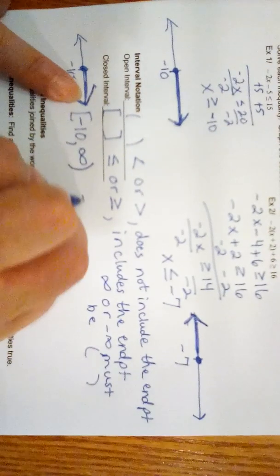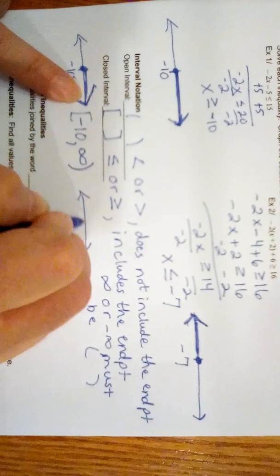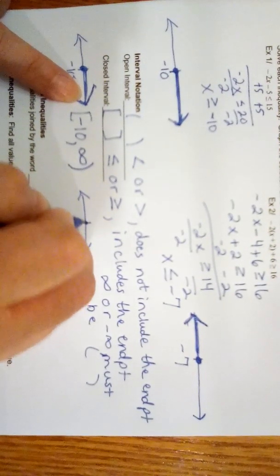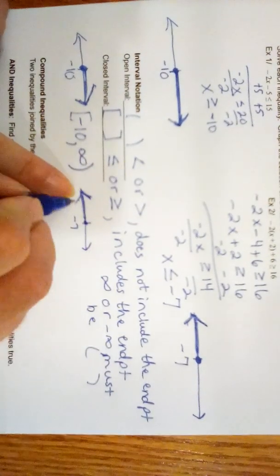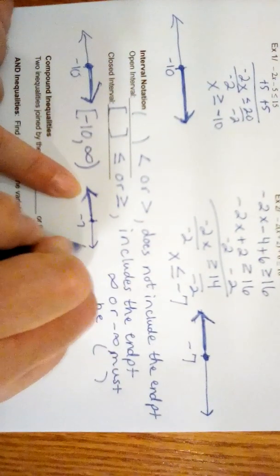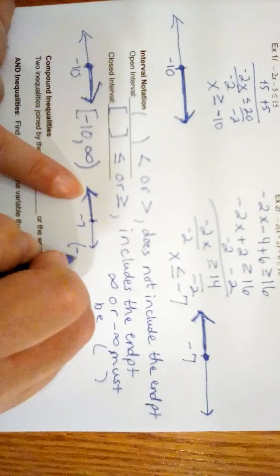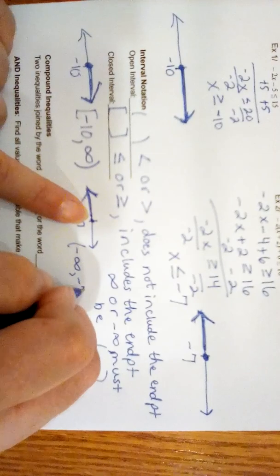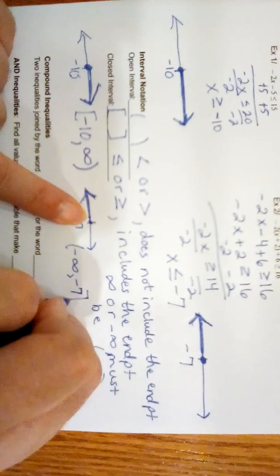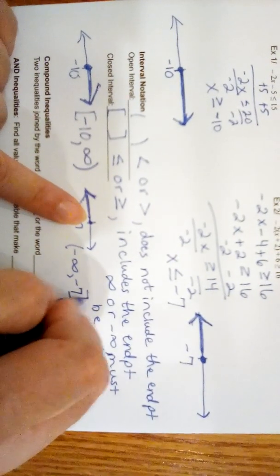So if we did the -7 from the other example, I'm going to start here at the far left. That's a parenthesis because that's going to negative infinity. And it goes all the way to -7, and it includes the endpoint, so it has a bracket.